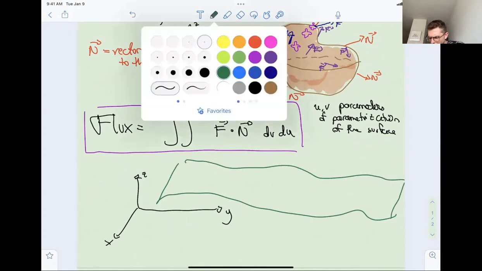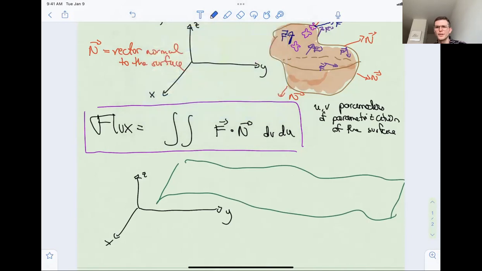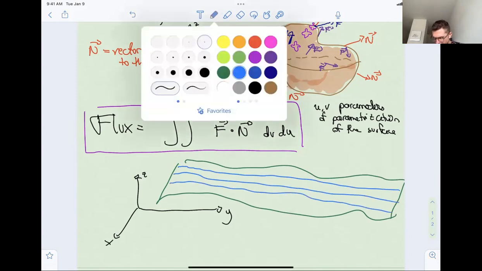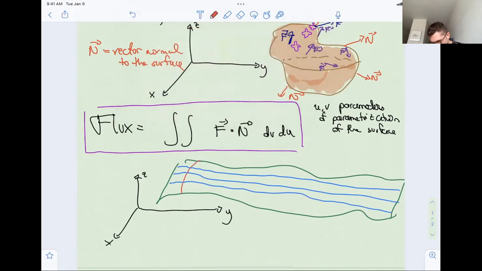I don't know if you remember, you can draw a grid on the surface. It's kind of a curved grid. So you get grids like this, and you would also get things like that. This is similar to the picture I drew when I told you about the Jacobian.